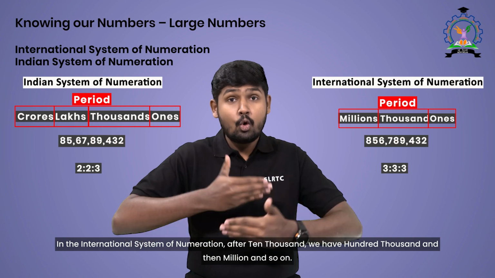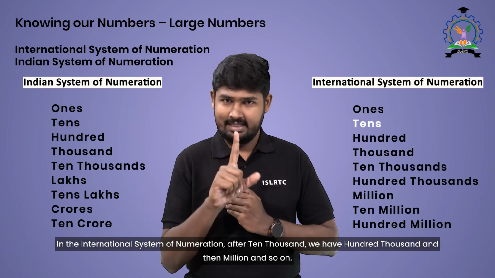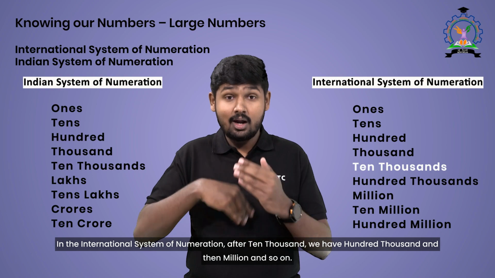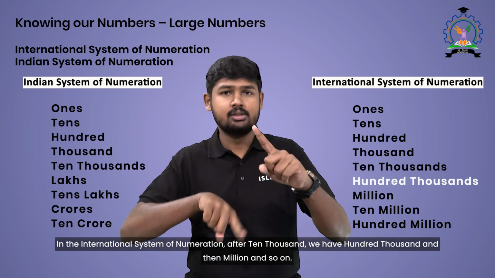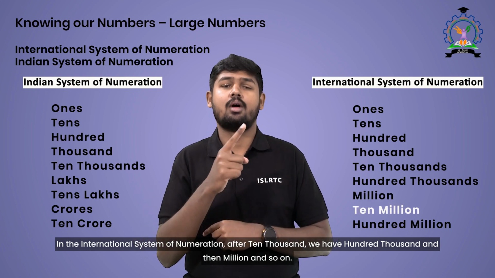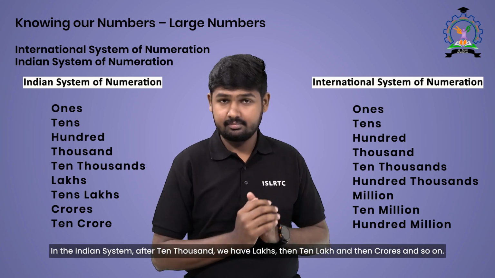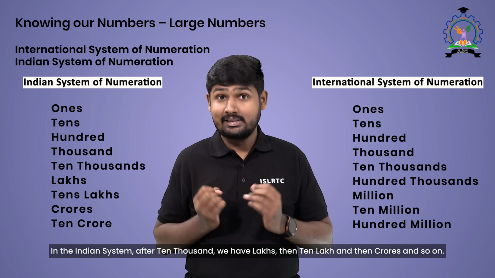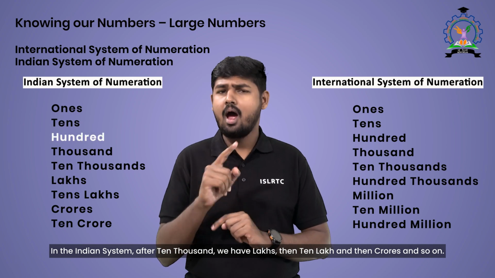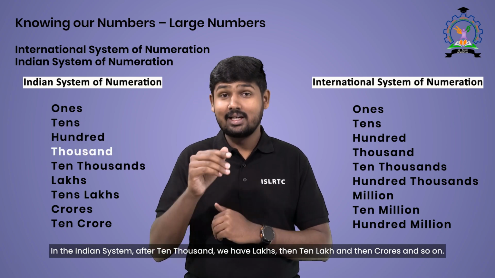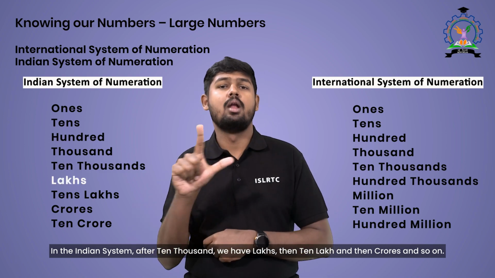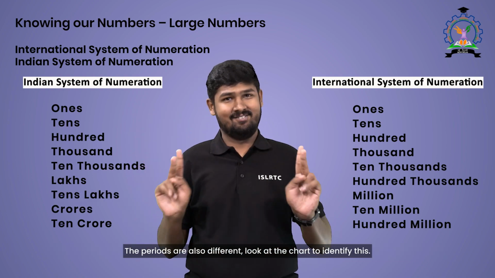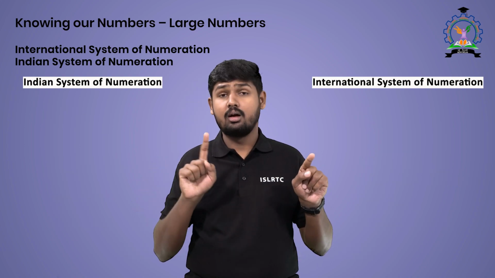In the International System of Numeration, after 10,000, we have 100,000 and then million and so on. In the Indian system, after 10,000, we have lakhs, then 10 lakh and then crores and so on. The periods are also different. Look at the chart to identify this.